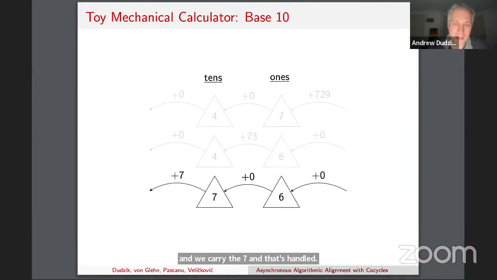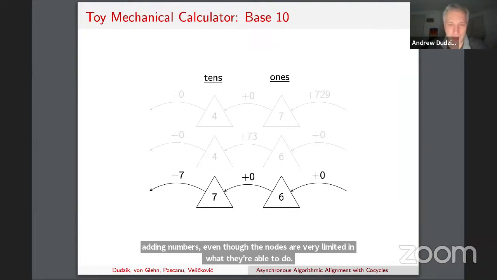So this is a really nice system that somehow does something kind of complicated, namely adding numbers, even though the nodes are very limited in what they're able to do. They're only able to do modulo 10 arithmetic.